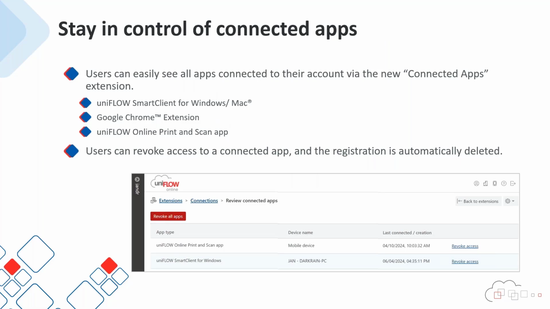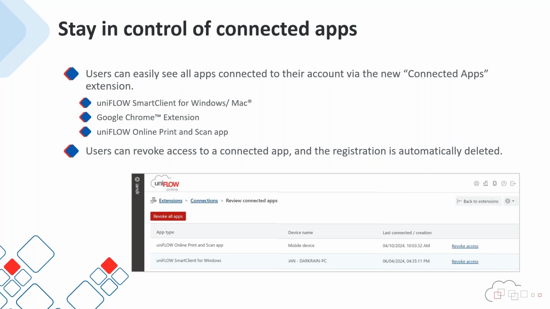Another one is basically just staying in control of connected applications. It's introduced as a security improvement. Users can easily view all of the apps connected to their account through the new Connected Apps extension, which is added by default, and it cannot be removed. The apps that can be viewed include those that you can see on the screen, so your uniFLOW SmartClient for Windows and Mac, and Google, etc.